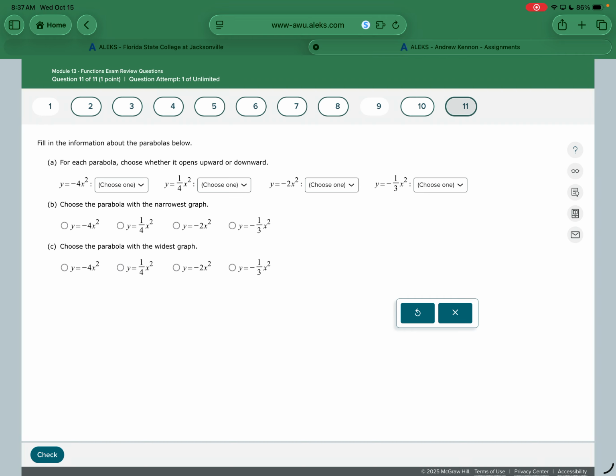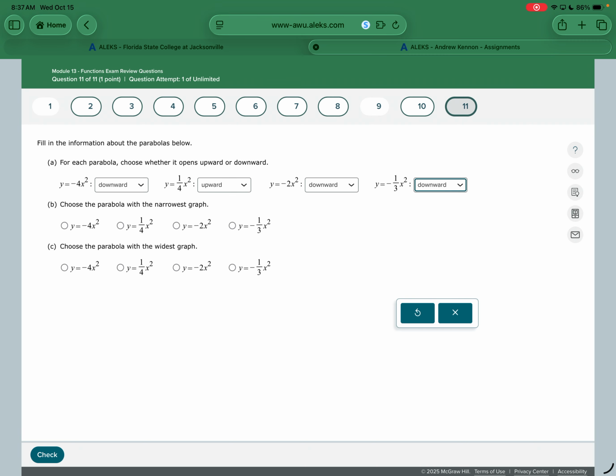For each parabola, choose whether it opens upwards or downwards. This goes along with our test sheet, but if a is positive, it's going to go up, or if the number in front of x squared is positive, it goes up. If a is negative, it goes down. So this one is going to open downwards, upwards, downwards, downwards. So if it's positive or negative, it tells you whether it opens up or down.